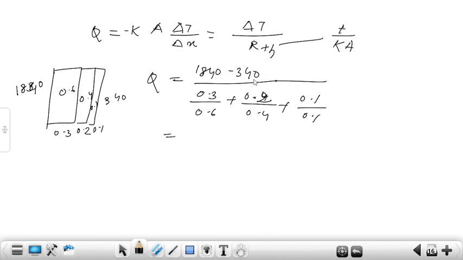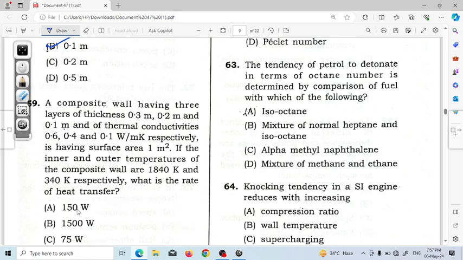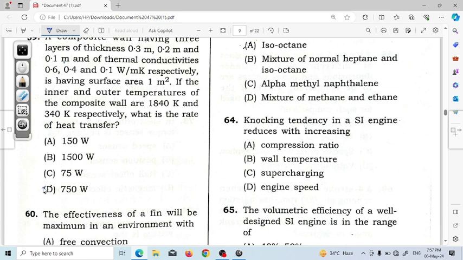So 1840 minus 340, we get 1500 divided by 1 by 2 plus 1 by 2 plus 1, which is 1500 divided by 2, equal to 750 watt. So the right answer will be D, 750 watt.